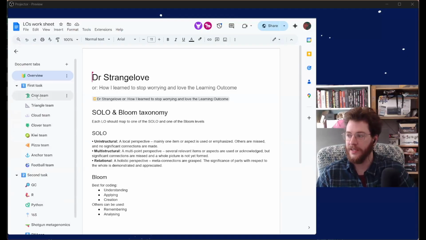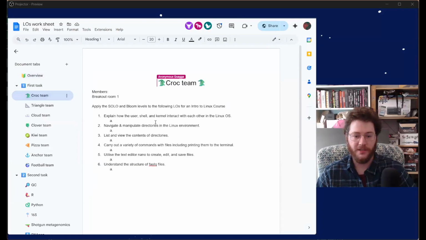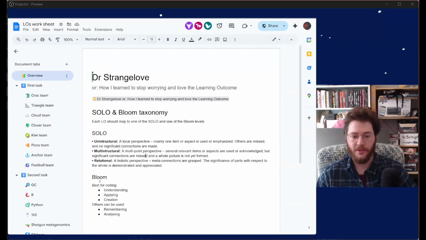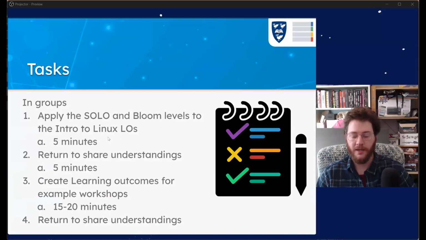you're going to pick one of these teams. And I said 5 teams maximum, so please choose one. So Croc team, Triangle team, Cloud team, Clover team, or Kiwi team, and we'll ignore Pizza, Anchor, and Football team. And then you'll go on to it and you'll see you have your 6 different learning outcomes and you'll be writing down which of the 3 SOLOs you think they belong to and which of the 3 Bloom they belong to. I'll let you do that for 5 minutes. Then we'll return for 5 minutes. We can discuss and share understanding. And then that's us applying.